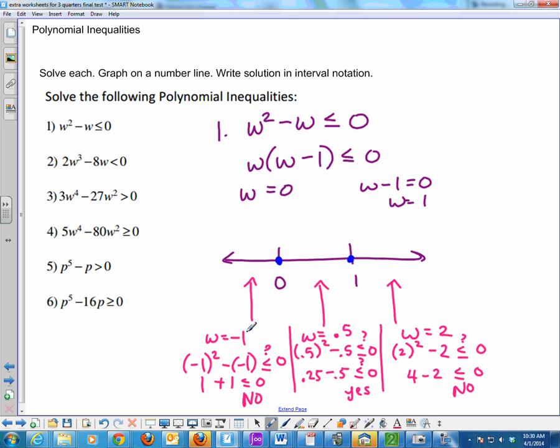And what you want to do is test a point within each interval. Okay, so I've tested -1 here by plugging it into the inequality. And then I'm asking myself as I plug this in, -1 squared minus -1, is that less than or equal to 0? So I got 1 plus 1, which is 2. Is that less than or equal to 0? My answer is no. So there will be no shading in this interval. Then I chose a point between 0 and 1, which was 0.5. That gives me 0.25 minus 0.5. Is that less than or equal to 0? So that would be -0.25, and yes, that is less than 0. So there will be shading in this interval.